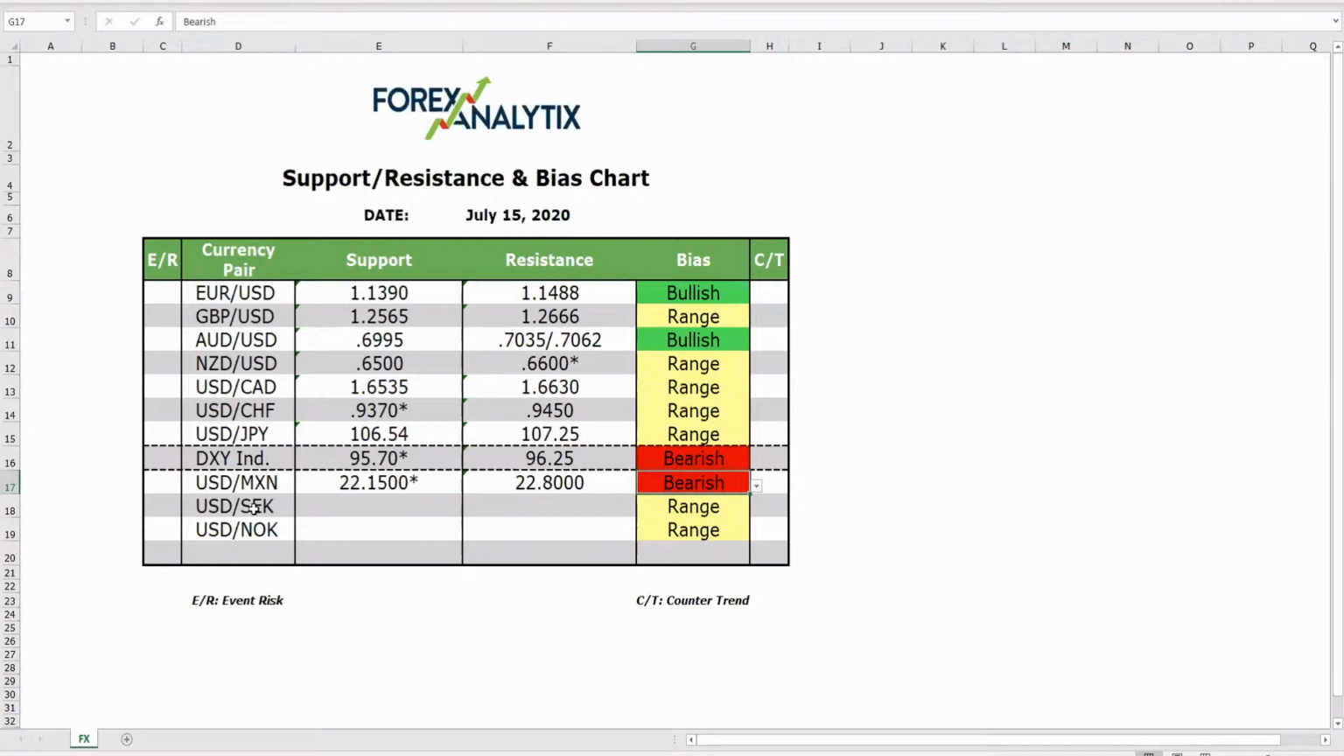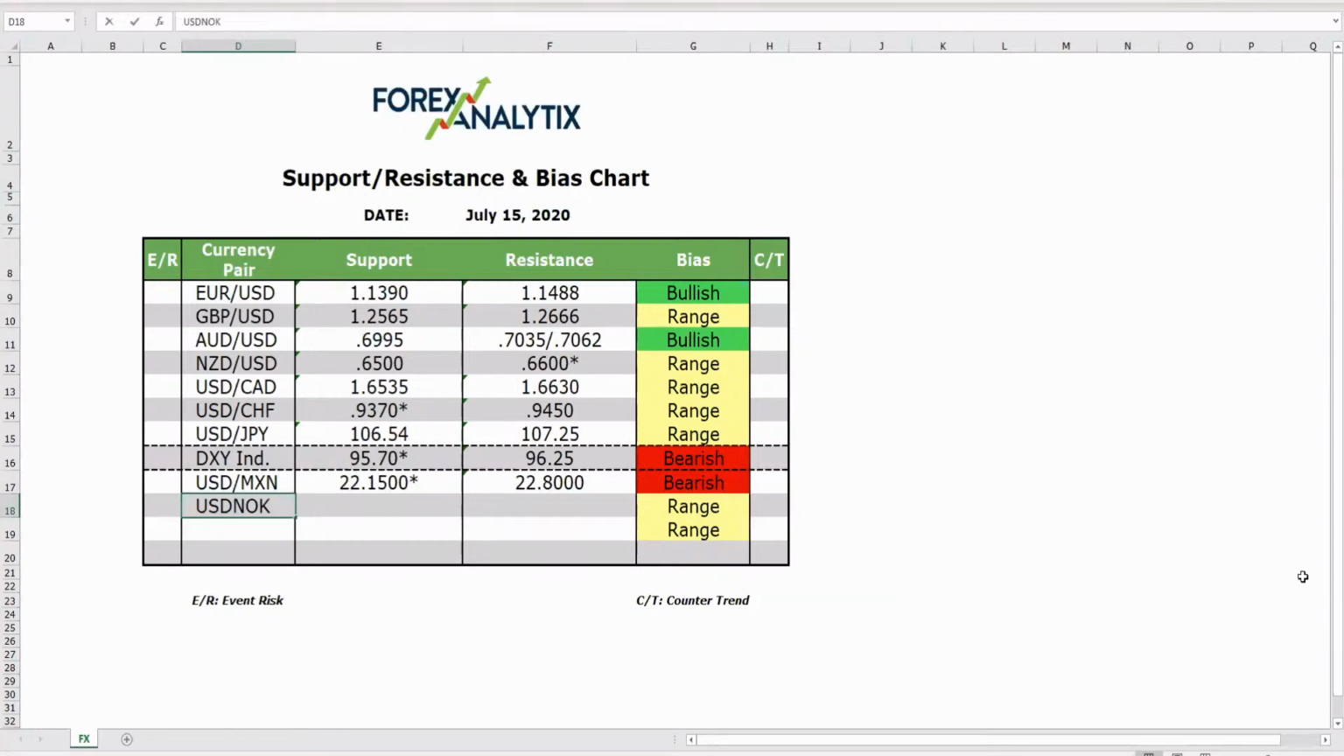So I'm going to delete this for now, and I'm going to delete this for now. And I'm going to keep the bias chart just as you see it here. And maybe what I'll do on top of that really quick is, let me think about that for a second. I'm not really trading the US dollar Norwegian krona. I can keep that up here.